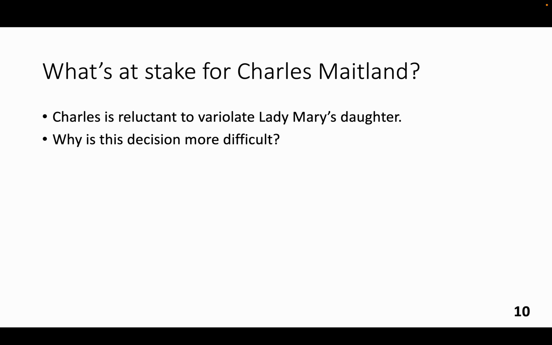So the doctor refuses to do the daughter because they're now back in England. So why is the decision more difficult? The idea being that now we're in England, and the reputation of Maitland is at risk. The stakes are higher. He's being seen by people that know him. He's doing something that's kind of foreign.